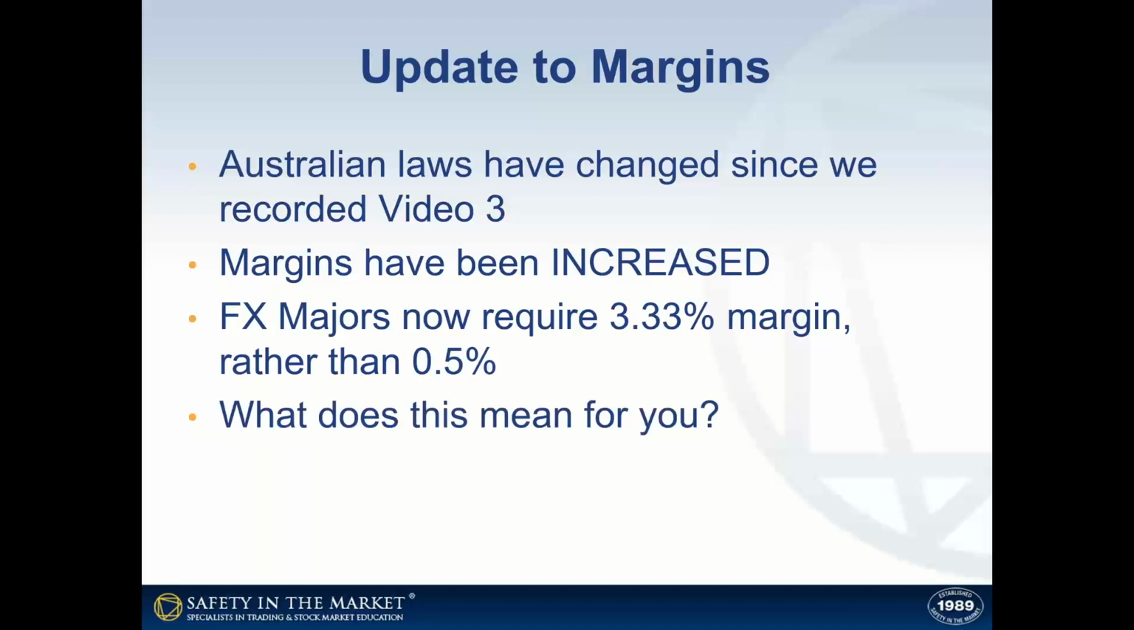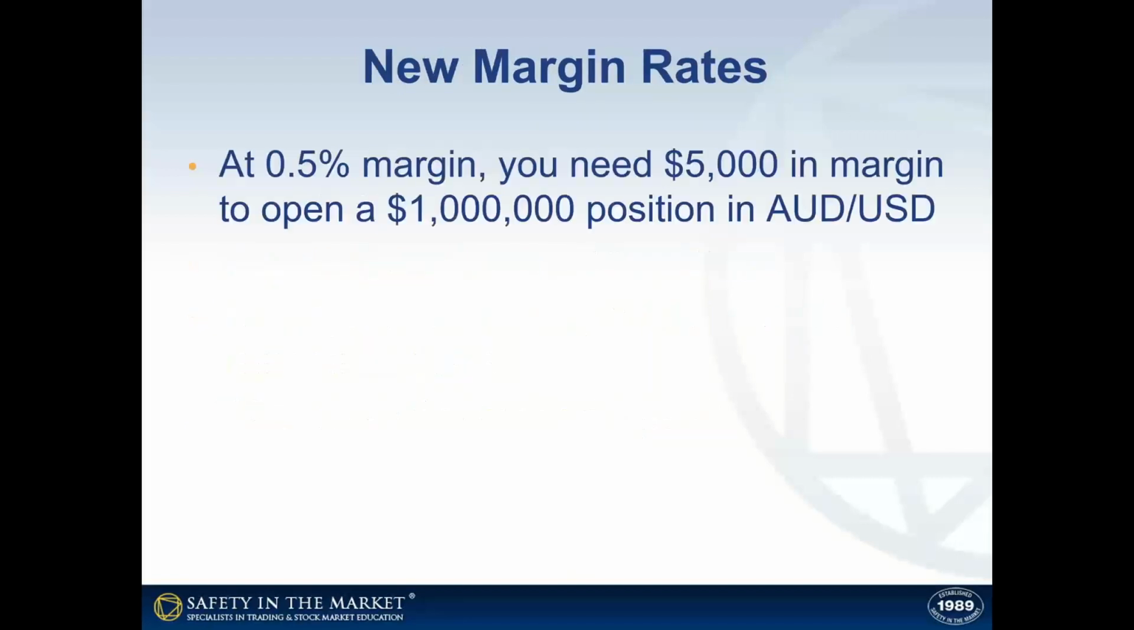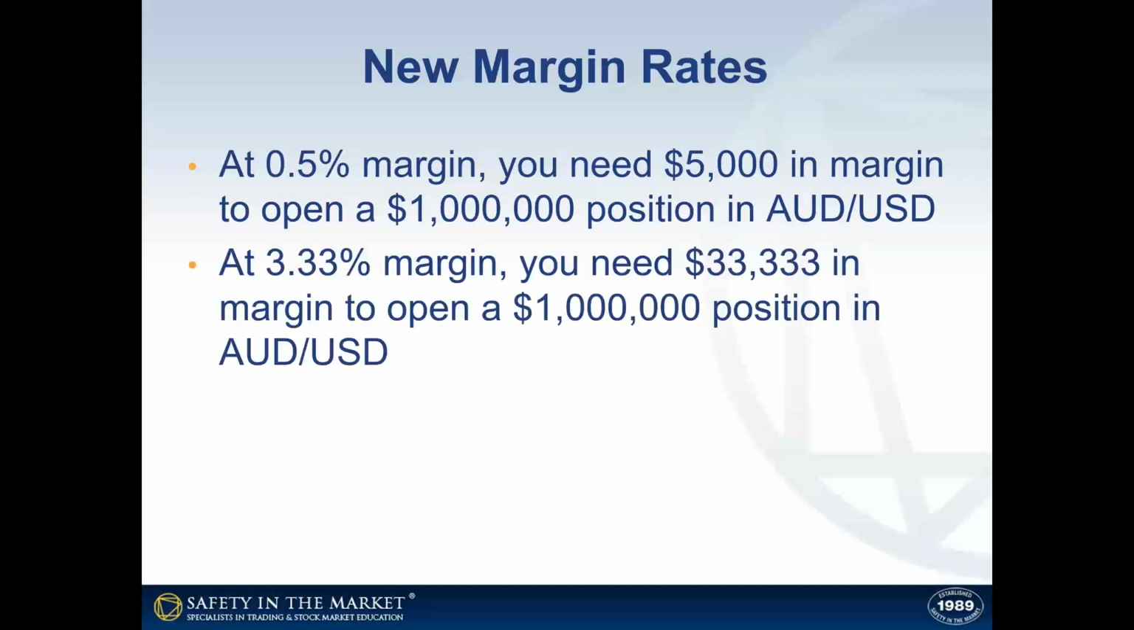So what does this mean for you as an FX trader? Well, if you wanted to take a $1 million position in a currency like the Aussie dollar, US dollar, at 0.5% margin, you need $5,000 in your account to take that $1 million position. At 3.33% margin, the new margin, you need $33,000 to take that same position. So that's a pretty big jump.